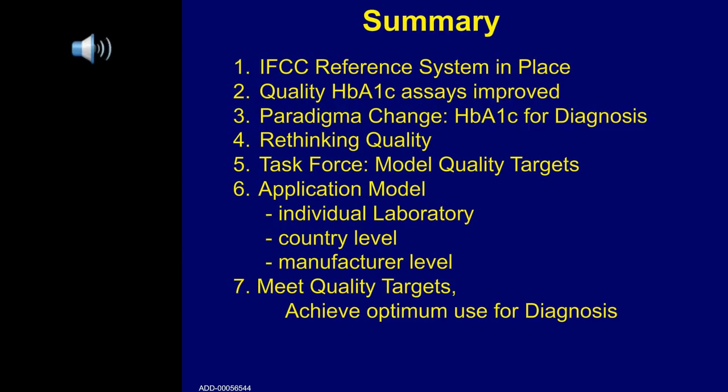I think the important thing there is that at the present cut-off of 6.5, the patients already have significant macrovascular disease by that point. I think 6.5 or 48 millimoles per mole will be a number that will have to be revisited in the next few years and possibly corrected to provide a better diagnostic criterion.